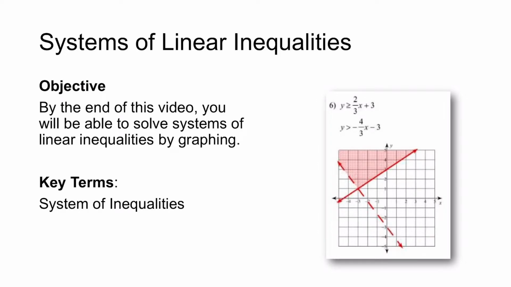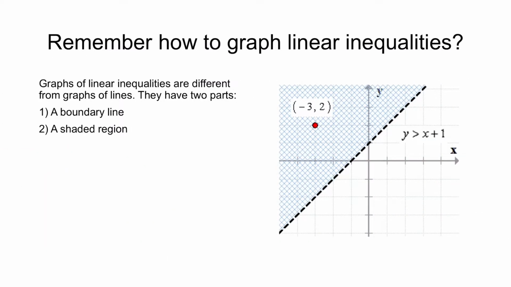In this video, we're going to talk about how to solve systems of linear inequalities by graphing. So remember how we graphed linear inequalities? Each of the graphs has two parts. They have a boundary line, which is a solid or a dotted line, and a shaded region that includes all the points that are solutions to the inequality.